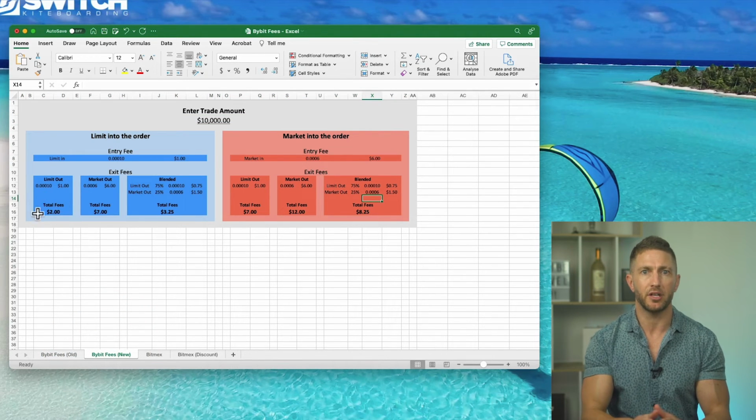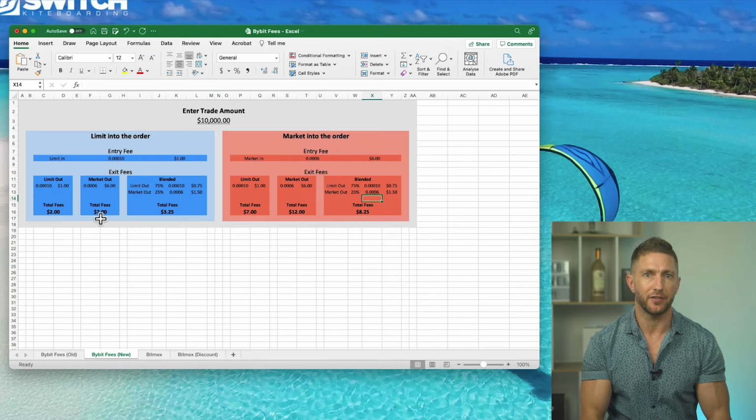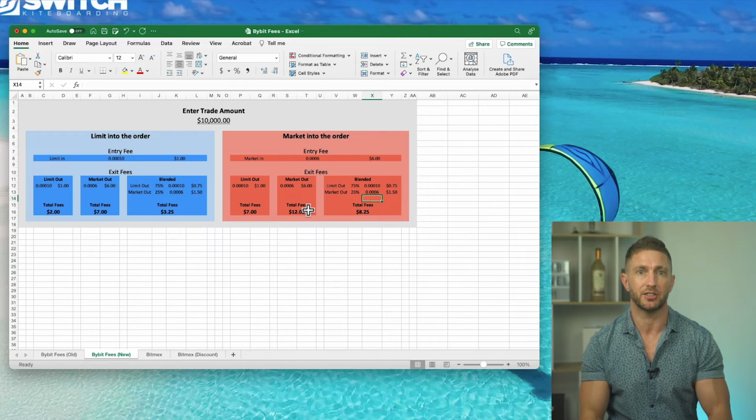A limit in and limit out goes from $5 net rebate to a $2 net fee. Limit in, market out goes from $5 net fee to a $7 net fee. And a market in, a limit out goes from $5 net fee to a $7 net fee, with the market in and market out reducing from $15 to $12, so this is actually a win here.